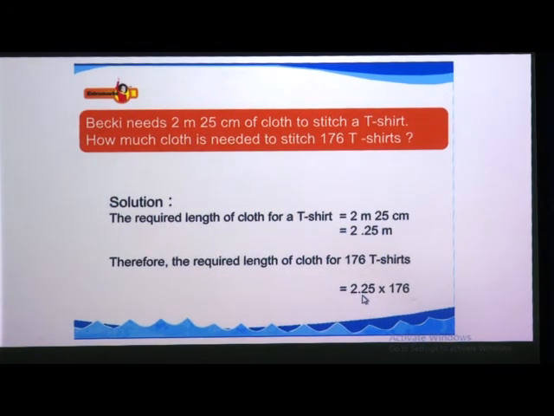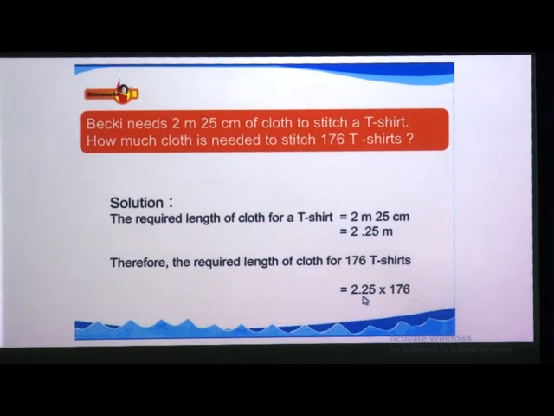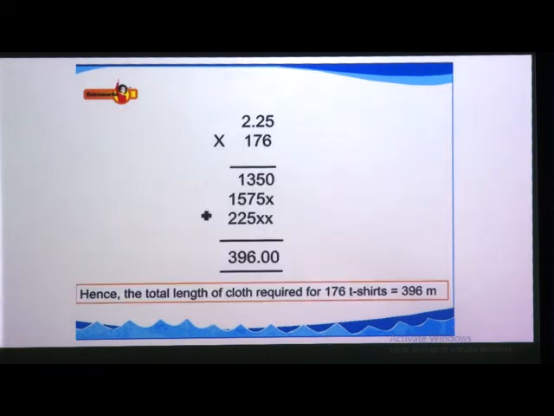Do you know the multiplication of decimals? You have to ignore the decimal point and do the multiplication, and in the product you get, you leave 2 digits from the right-hand side and put the decimal point. We will see the steps of multiplying 2.25 by 176. We ignore the decimal point and just solve the multiplication. Now, you know the multiplication of large numbers. Here a 3 digit number is multiplied by a 3 digit number. We are ignoring the decimal to find the product.